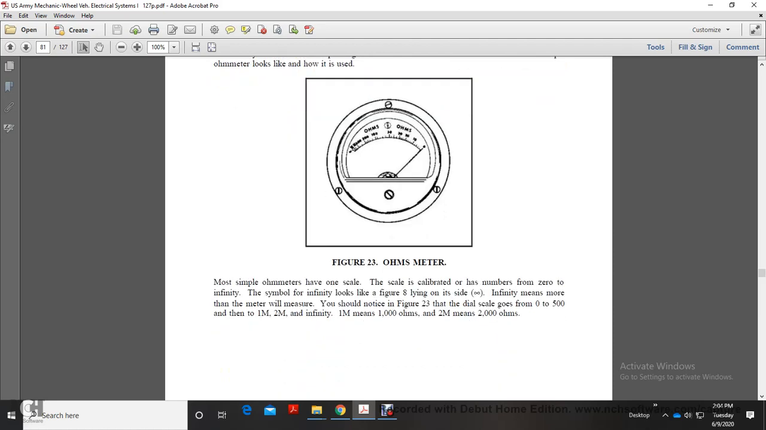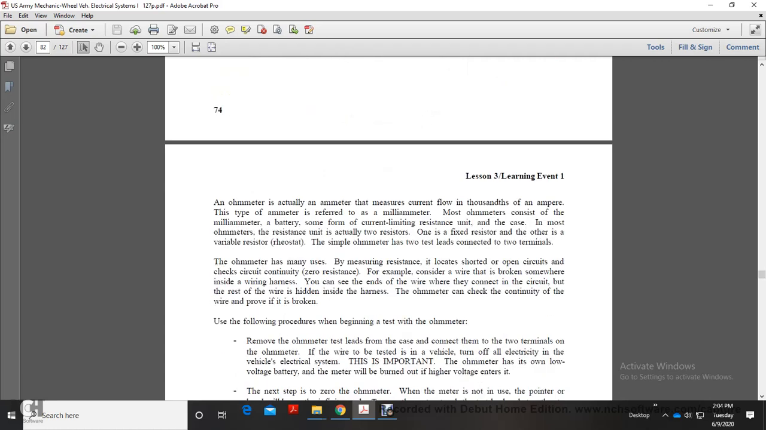Most simple ohmmeters have one scale, but the scale is calibrated from 0 to infinity. The symbol of infinity looks like a figure 8 lying on its side. Infinity means more than the meter will measure. You should notice in figure 23, the dial scale goes from 0 to 50 and then to 1M, 2M, and then infinity. 1M means 1,000 ohms, 2M means 2,000 ohms.